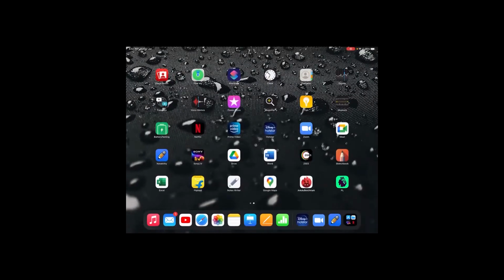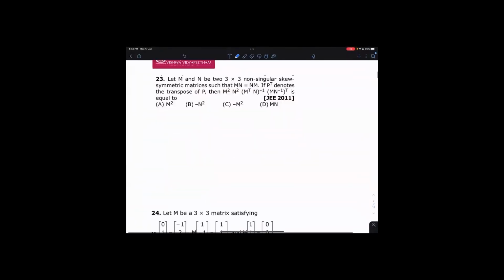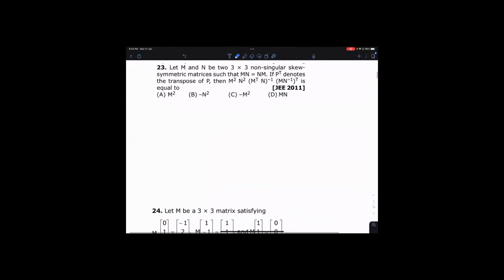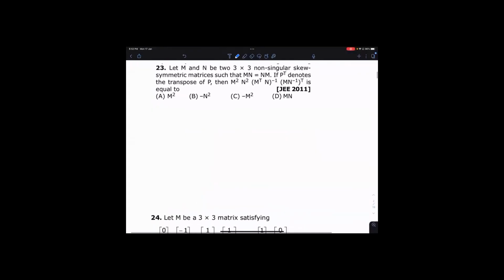This sheet will be shared with you guys. Because time is less, now I have to go a little fast. That's why. You take a screenshot whenever it is required.